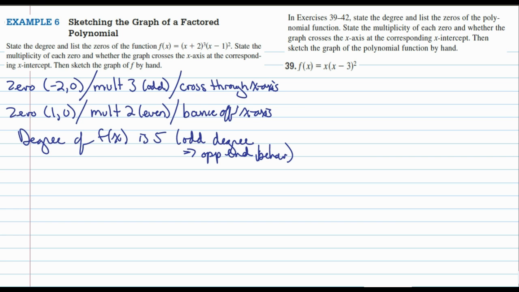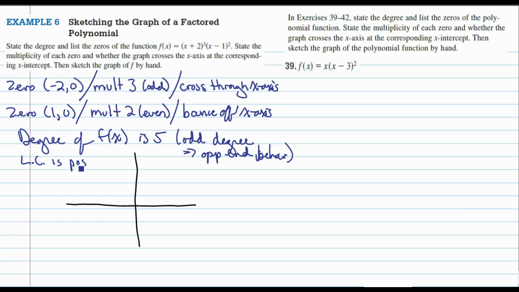So to start out my sketch, there are some key pieces of information. First of all, this is a polynomial of degree 5 with opposite end behaviors. And its leading coefficient is going to be positive. I don't see any negatives out in front. So I'm going to put down that the leading coefficient is positive.